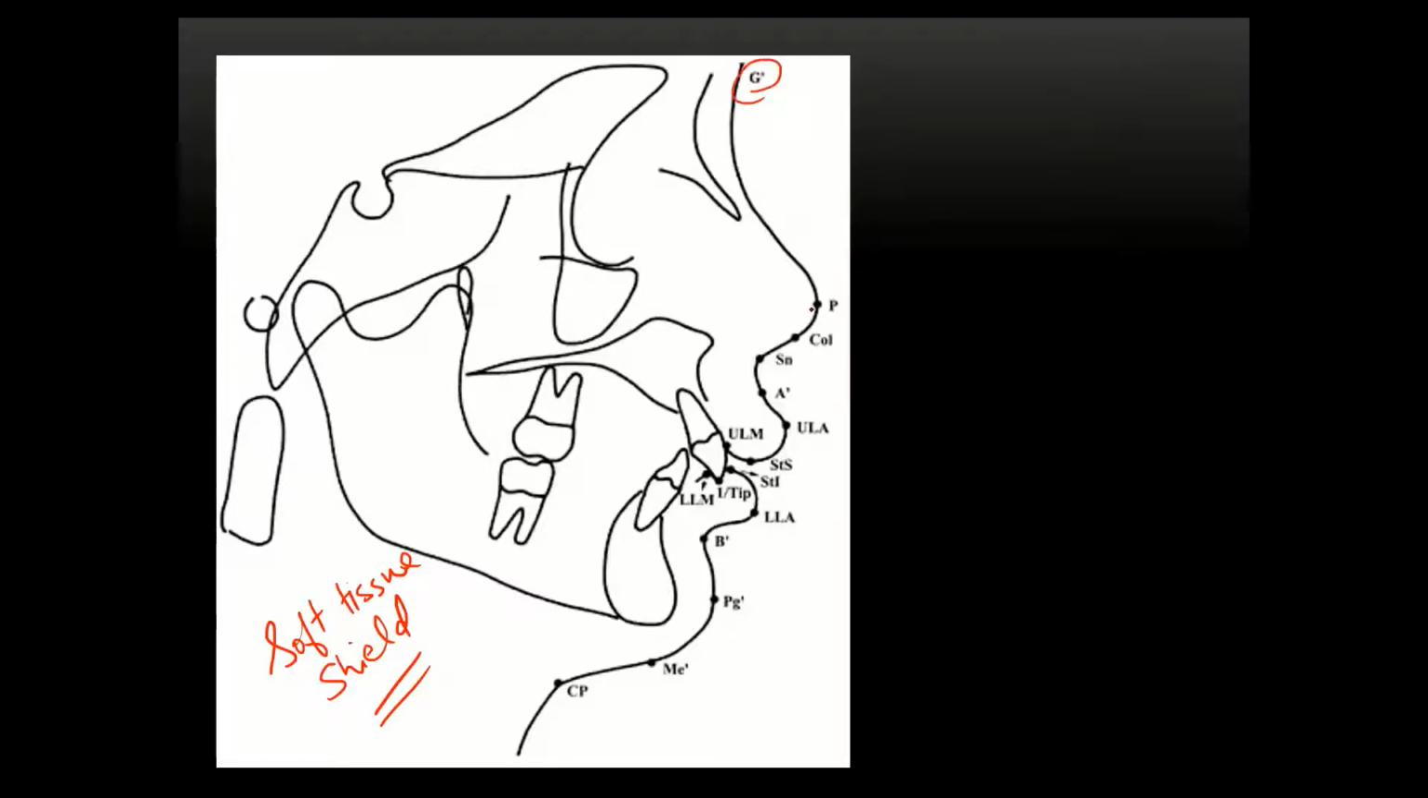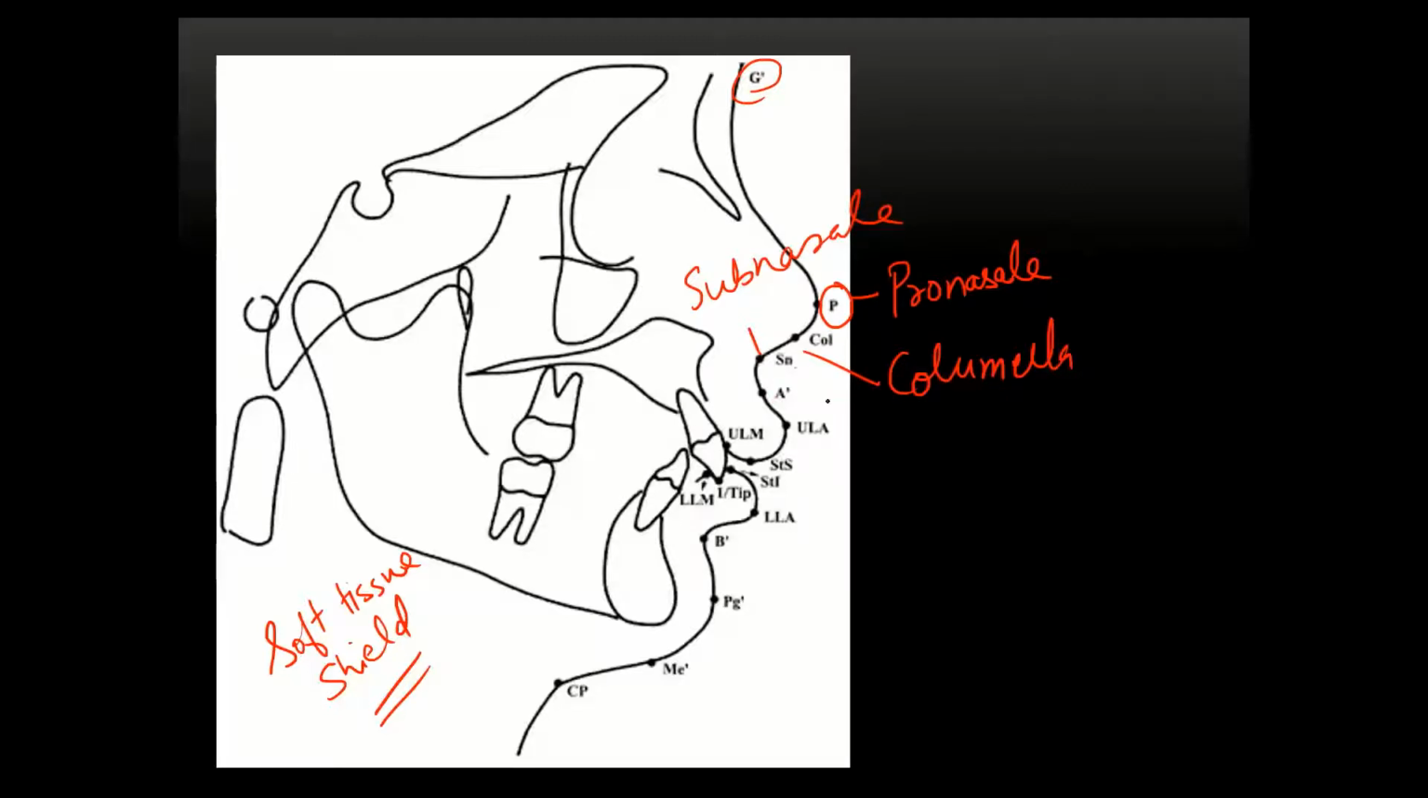G is glabella, P is pronasal. P point has been asked in exams, so give special emphasis to this. Pronasal. Okay. COL is columella. Columella. SN is subnasal. Subnasal is below the nose.